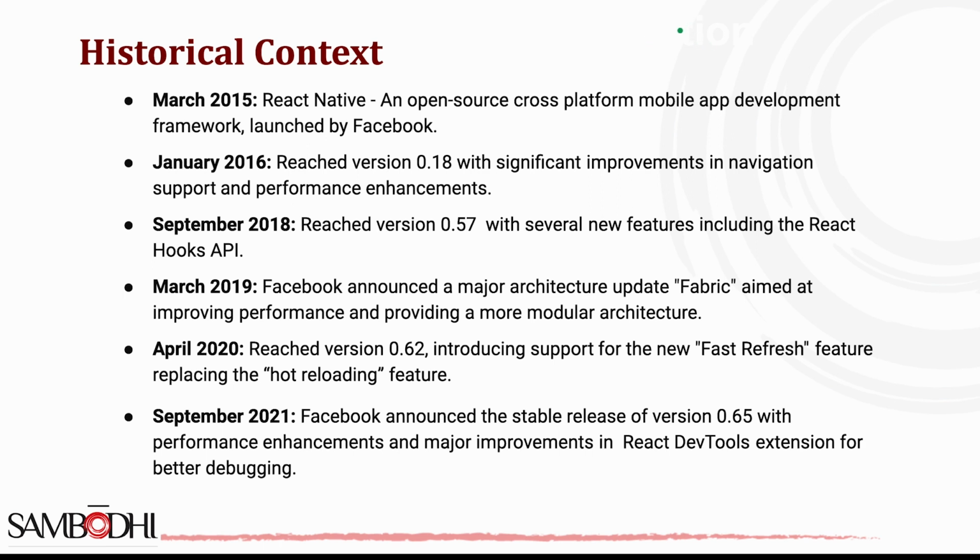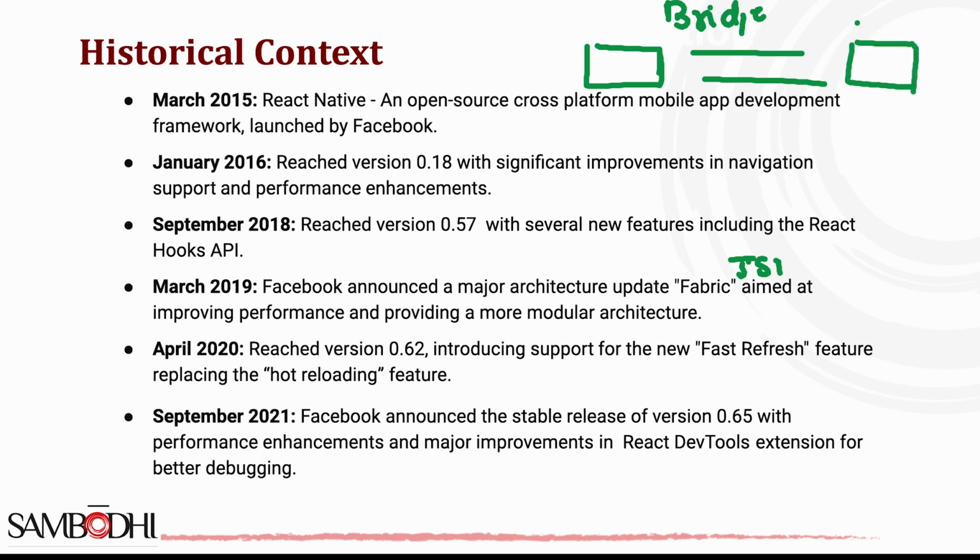Before the Fabric architecture or the JSI architecture, there was the bridge architecture in React Native. Suppose this is the JavaScript or UI side of the code, and this is the native side, I mean Android or iOS. Whenever something happens on the JavaScript side, first serialization occurs and it goes to Android and iOS. Then deserialization, or decoding, occurs.